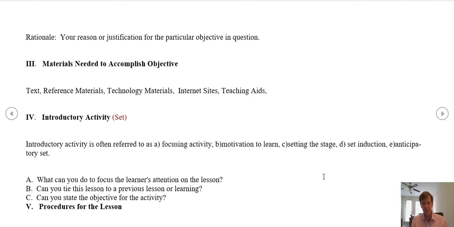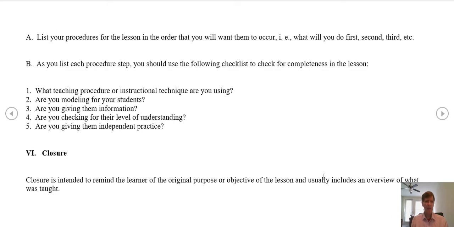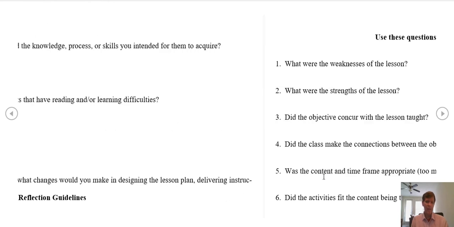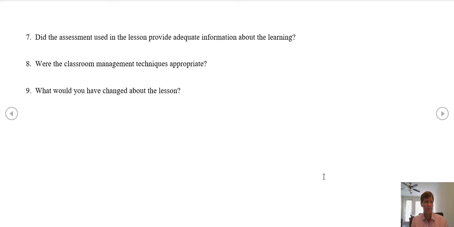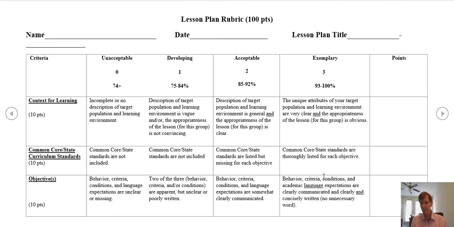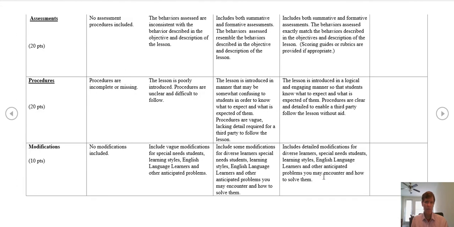Your materials. Again, think ahead of time very concretely. What material will you need? What will you have students be doing? And again, I'll go over this in more detail as we go along for this course. You can see your lesson plan rubric. I've tried to let you see exactly how you're going to be graded for everything that you're graded in this course. So use this lesson plan rubric to guide you when you create your lesson plans.